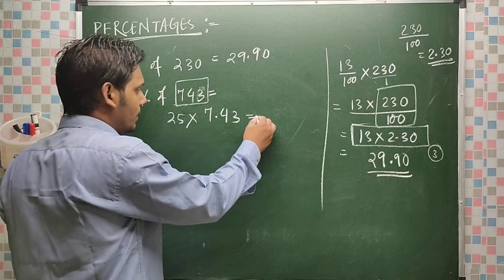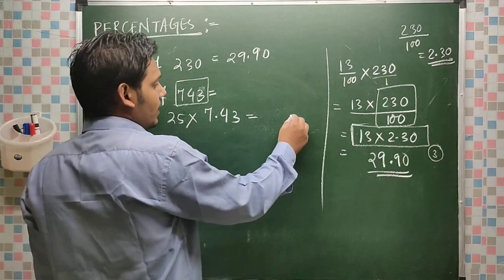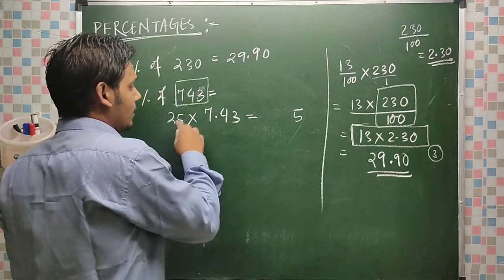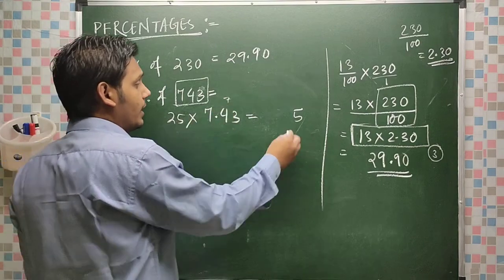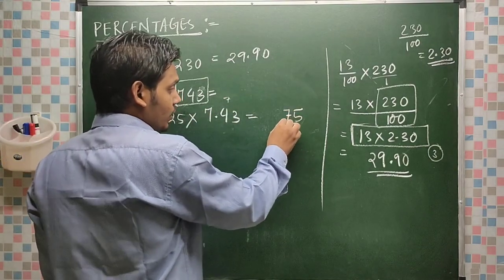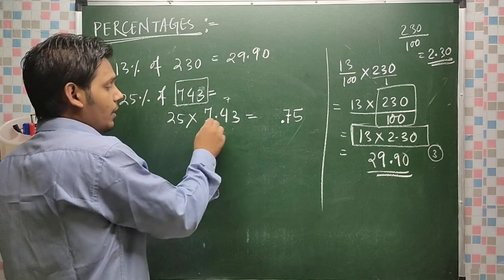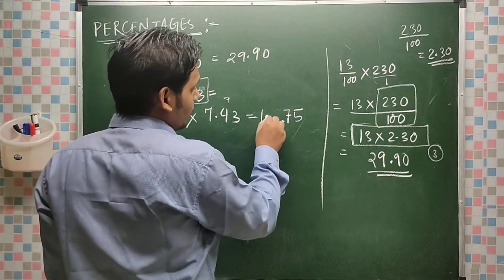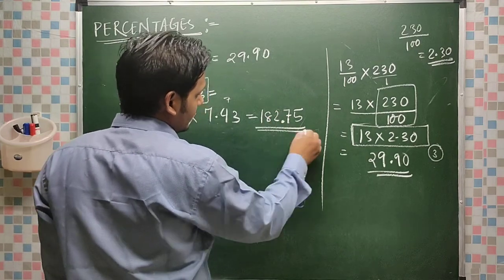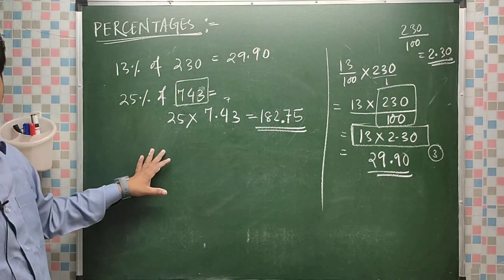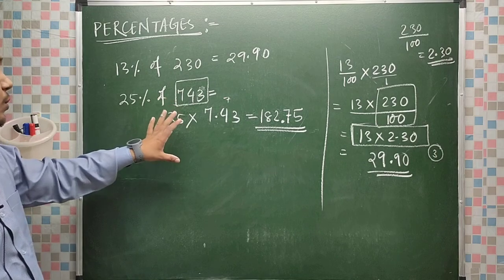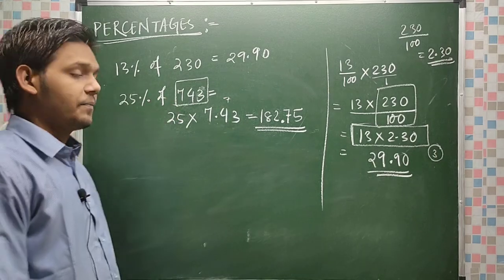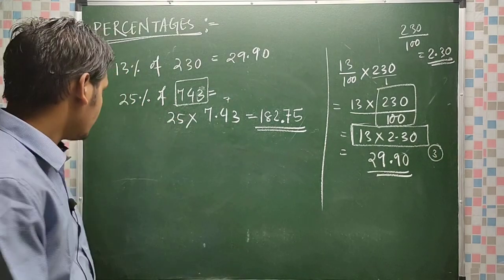Now we have to do the multiplication. 25 times 3 is 75, that means 5 and carry 7. 25 times 4 is 100, 107, so 10 here. Then put the point. Then 25 times 7 is 175, and 7 more, 182. Your answer is 182.75. So in this manner you can do this type of calculation in one step.